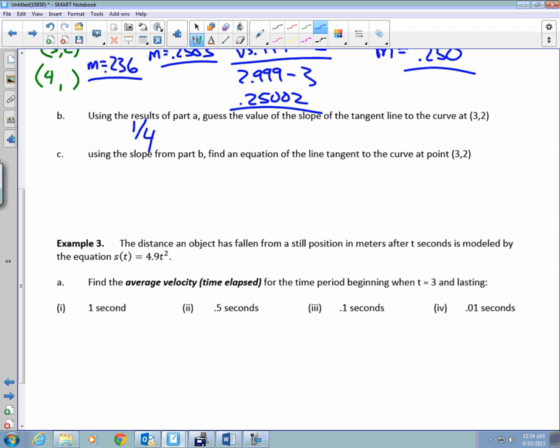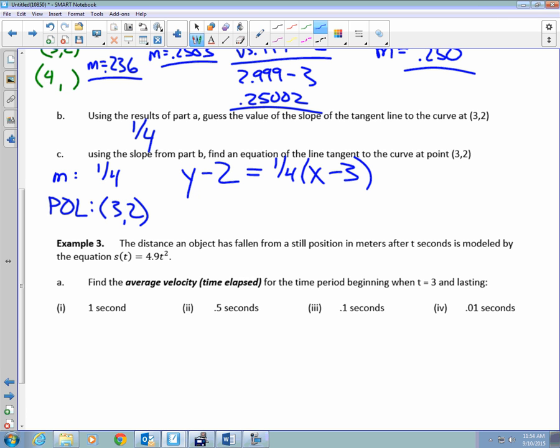Using the slope from part B, find an equation of the line tangent to the curve at 3, 2. Again, in order to find an equation for a line, what two things do you need? Slope and a point on the line. What's the point on the line? 3, 2. What's the slope? 1/4. So y minus y1 is equal to m times x minus x1. Put it into slope-intercept form. y minus 2 is equal to 1/4 x minus 3/4. What do I do to both sides? Add 2, and 8/4 added to negative 3/4 will give you 5/4. That is the equation for a line tangent.